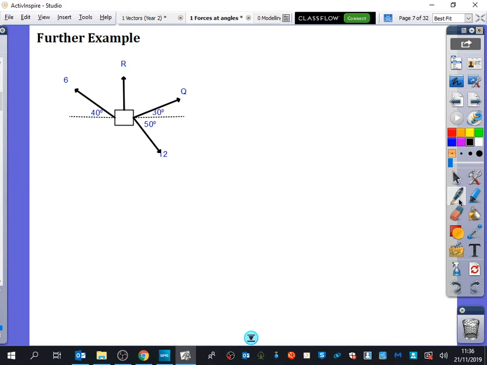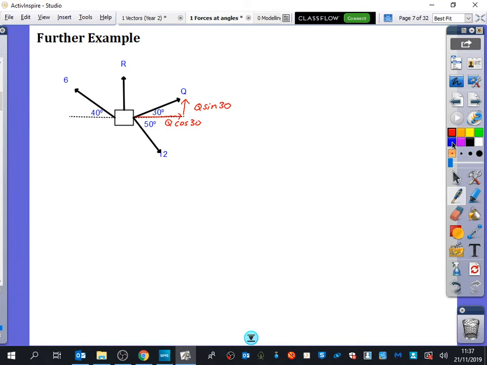So a further example that we've got here. You might find using different coloured pens can be quite useful for these kinds of questions. Which force do you want me to start with, Zadia? Q. Okay, so I'm going to split Q up into this force and this force. Notice how I always put arrowheads on them. I don't just do lines. I always put an arrow. And so running along the side, I've got Q cos 30 and Q sine 30.